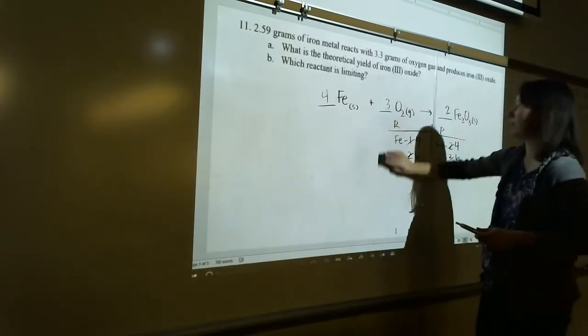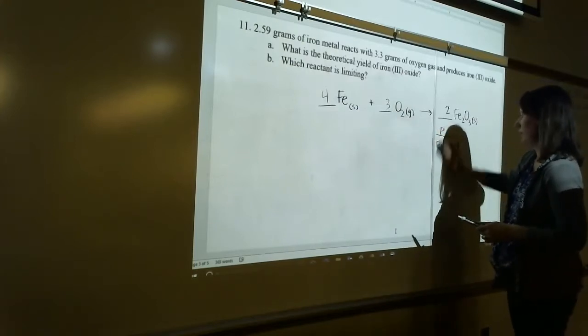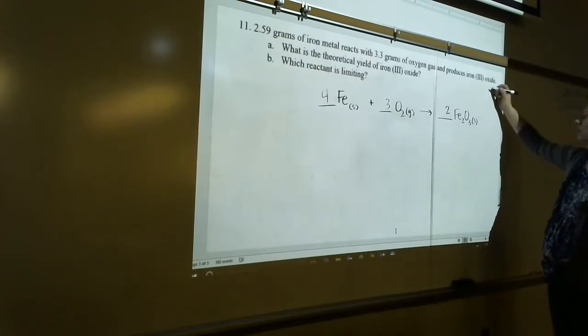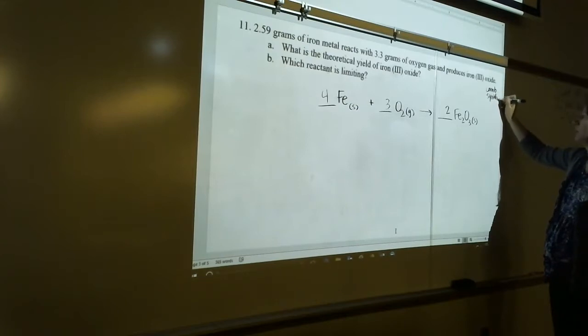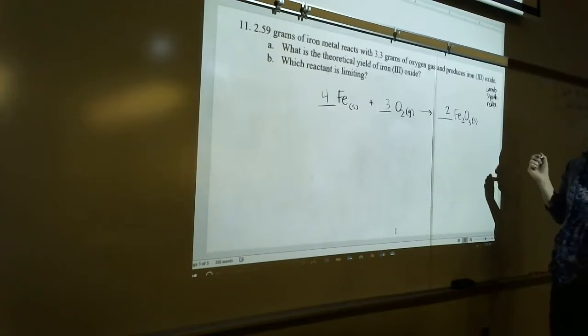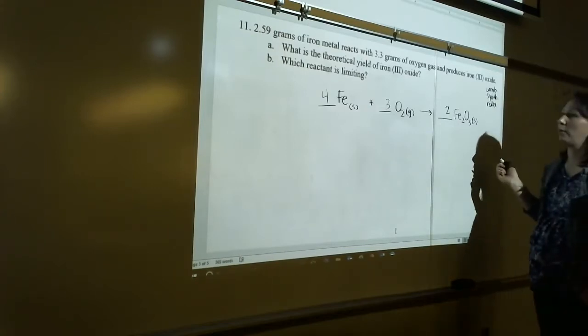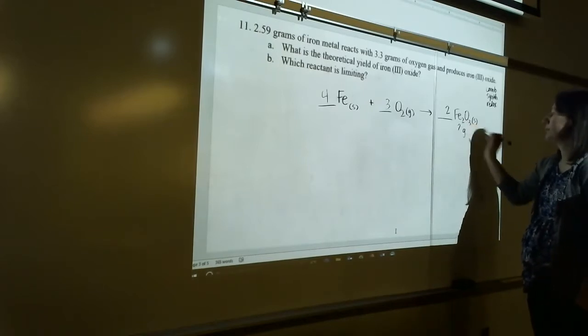What kind of reaction is this? Just as a review. What type of reaction is this? There are 3 answers I'd accept. Combustion. Combustion would work. What else? Synthesis. Synthesis would work. What else? Redox. Redox would work. Right? So I would accept either one of those 3. But that's not what the problem asks. The problem asks, what's the theoretical yield of this product?